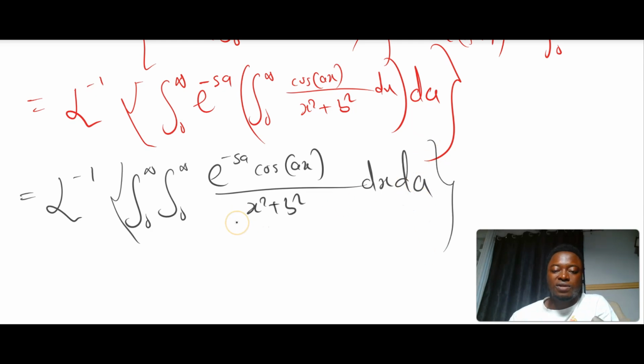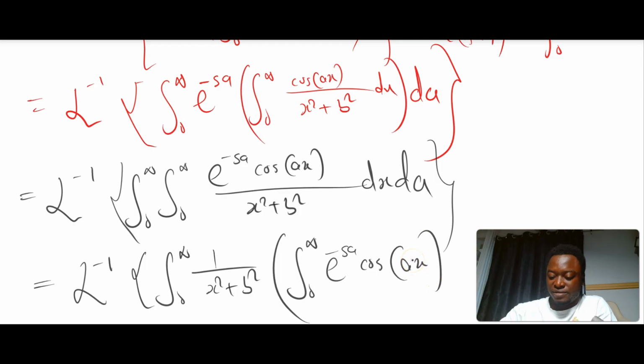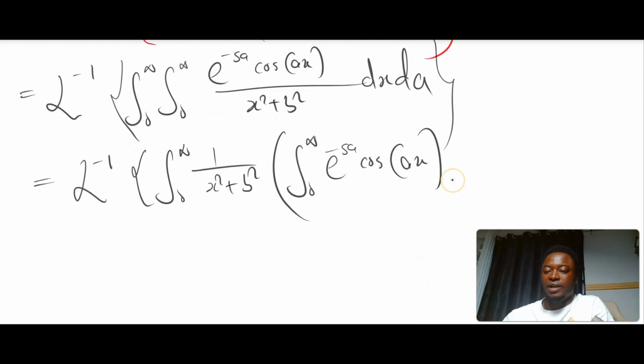Now next up, we're going to notice that we can do the integration with respect to a first before doing it with respect to x. So in this case, you would obtain the inverse Laplace transform of the integral from 0 to infinity of 1 over x squared plus b squared, then you have to evaluate the integral from 0 to infinity of e to the negative sa cosine of ax, then dA, and then you would have dx.